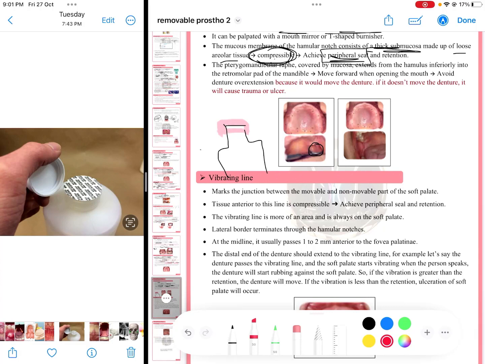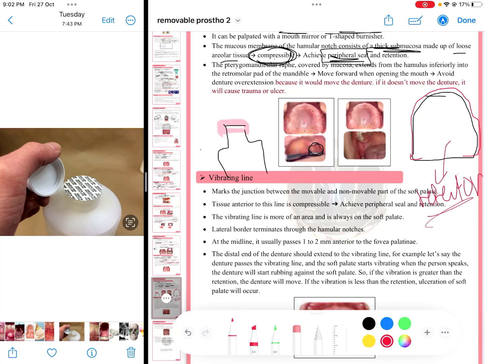Now this applies to the denture. If this is my denture, this is the maxilla. When I put my denture, I want it to fit and close around it properly, so it makes a seal and holds it. Why do I need this seal? To achieve retention. I want this seal so the denture will not fall down.